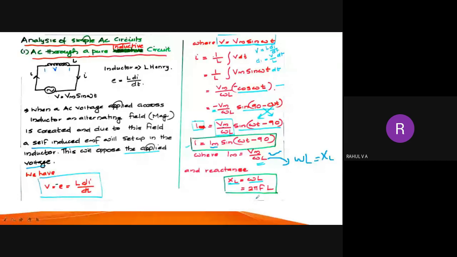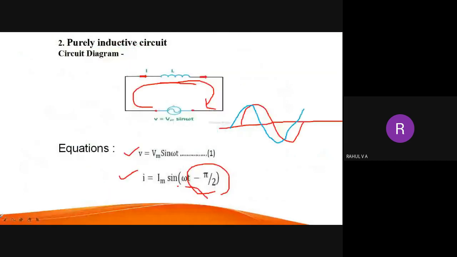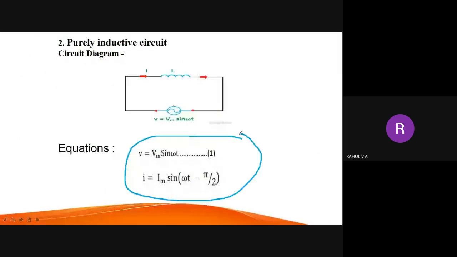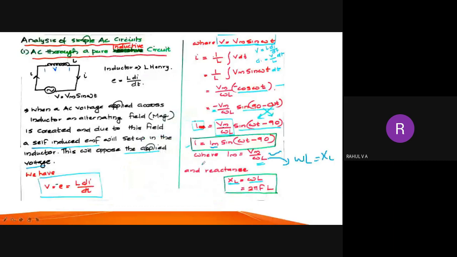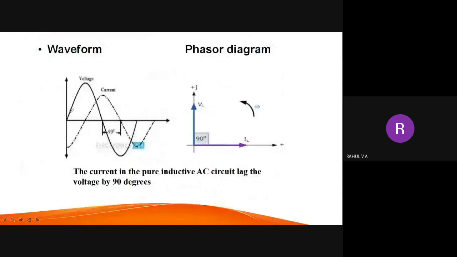So as discussed earlier, we got two terms like this. Voltage is leading and current is lagging. So the waveform is like this. The voltage waveform you can see like this, and the current waveform is lagging by 90 degree.